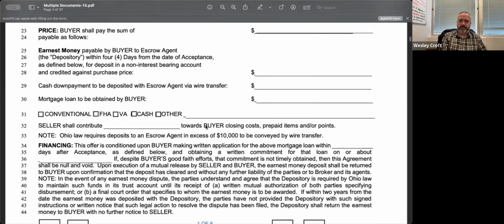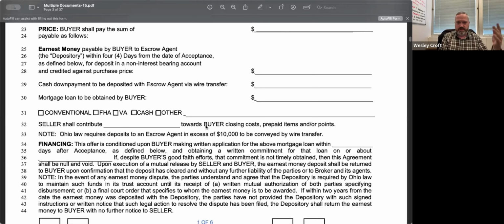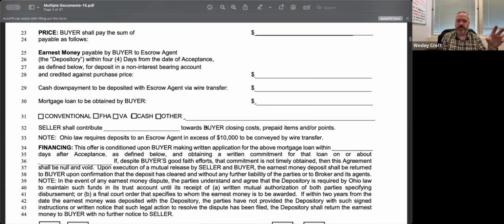Line 23, price. So this is pretty self-explanatory. Here's my offer price, here's what we're offering. Earnest money. So this is the little bit of math that I told you that we were going to do here. This is where it's going to come into play. So earnest money, as most of you should know, is a good faith deposit that the buyer is putting up front right when you go into contract, that then counts toward their down payment at the end once everyone settles at the end of the transaction.